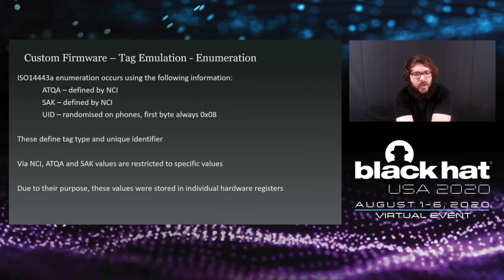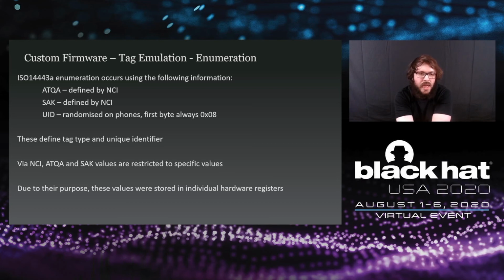ISO 14443A communication works in a certain way for enumeration. It requires three key aspects. So what happens is the reader sends a wake-up or a request command. The tag sends an ATQA response, which gives initial information about how the tag is configured or what kind of tag it is. The reader then runs the select command, which returns a UID, which on phones is forced to be randomized, except the first byte, which is always 08, to prove that it's not a real tag. And then a SAK response to give information about whether the UID is slightly larger and needs further enumeration, or any other changes. Via NCI, I could modify this to a certain amount.